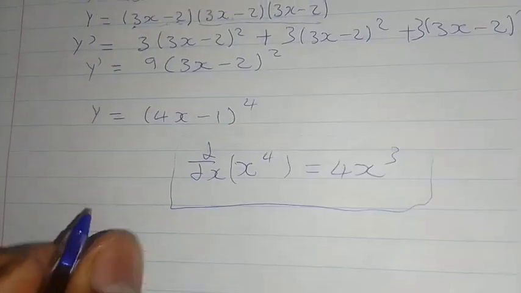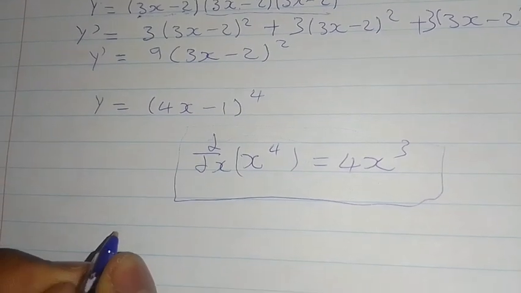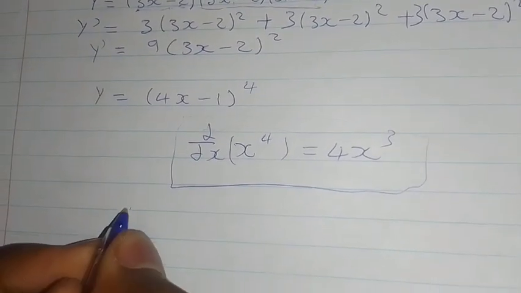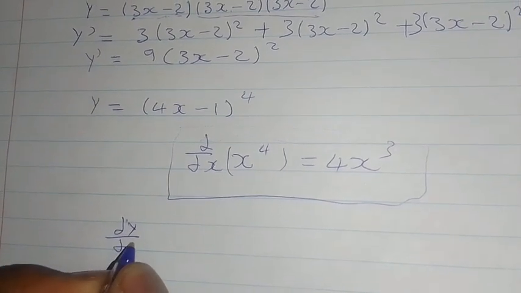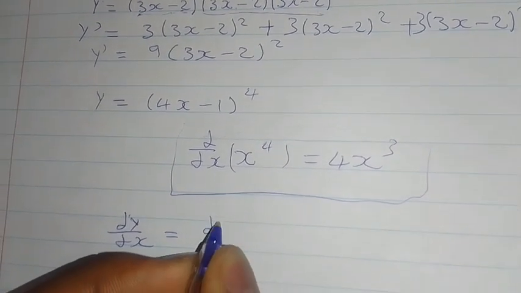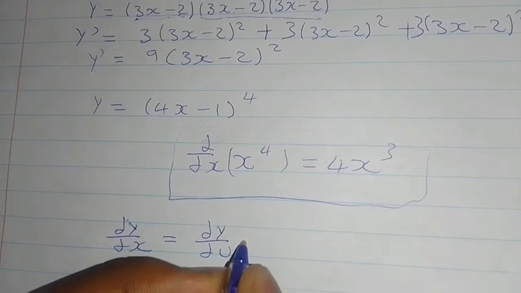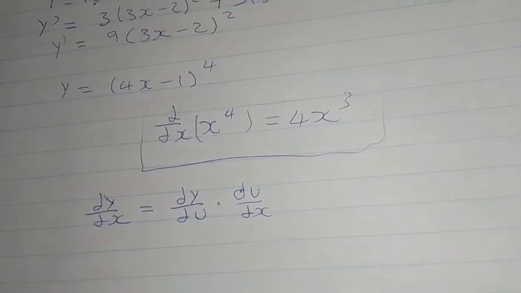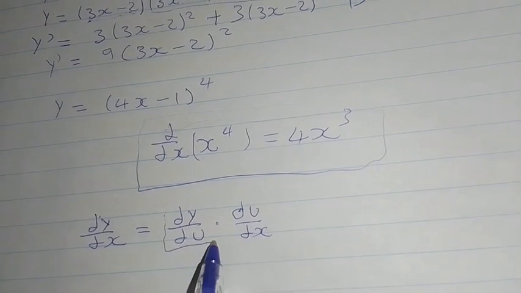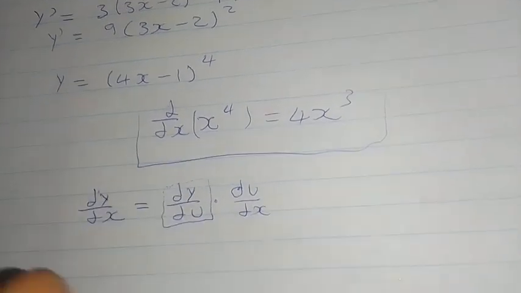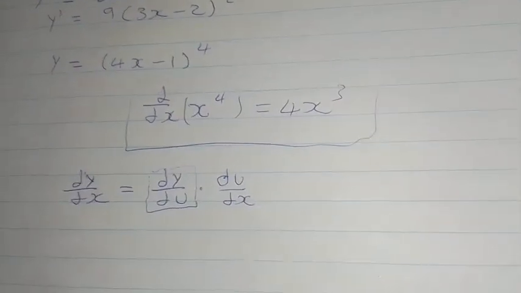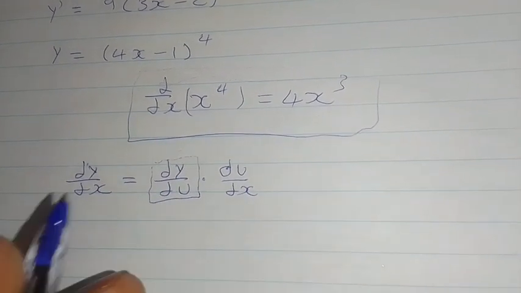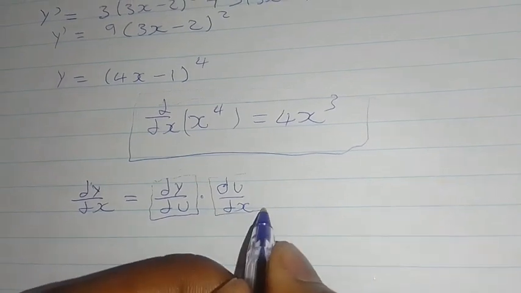The idea is you look at how many functions you have. If you have 2 functions, that means you'll have dy dx being something like dy du, multiplied by du dx. What does this mean? This means take the derivative of the outside function irrespective of what's inside. Multiply that by the derivative of what's inside.